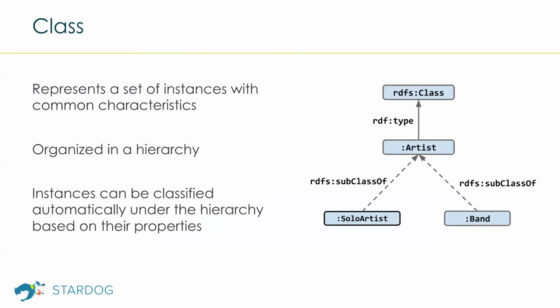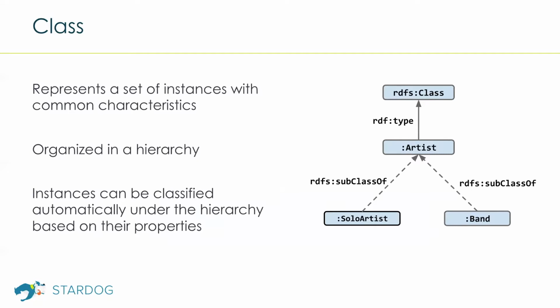Now, our classes are then organized in a hierarchy. So in the case on the right, you can see we have our class Artist, and then we split that into subclasses where some are solo artists and some are bands. And again, there's no reason why something can't be both of those things, but in this case, it doesn't make practical sense.